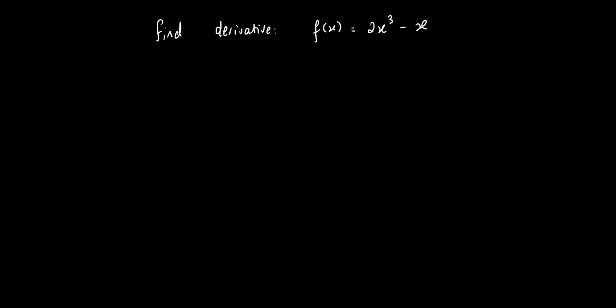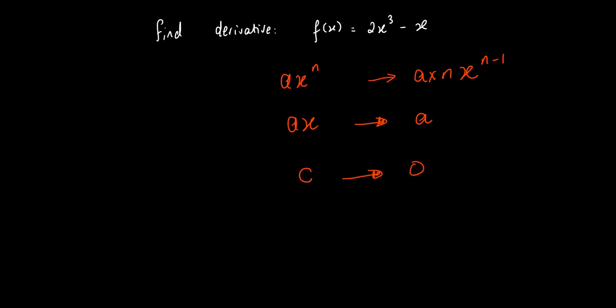For you to get the derivative, you need to apply the rules. Now the rules are simple. The rule says that if you have any expression in the form ax to the power of n, to get the derivative you multiply the coefficient times the exponent, then you write the variable, then you write n minus 1. You subtract 1 from the exponent. If you only have ax, where the exponent is simply 1, then the derivative is simply going to be a. And if you have a constant, the derivative of a constant is 0.